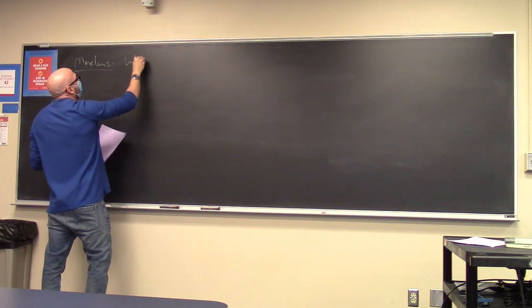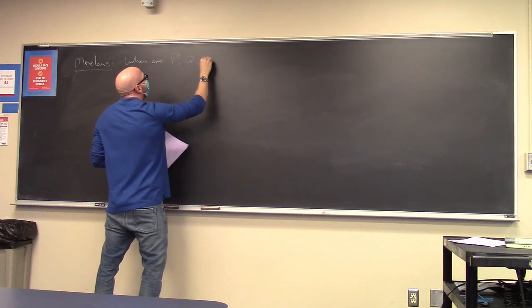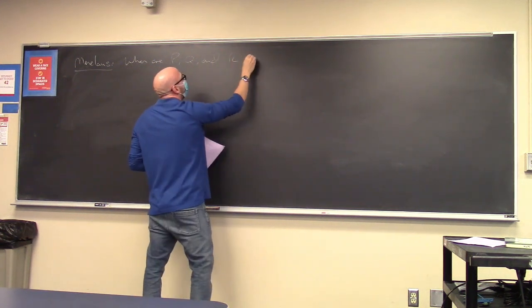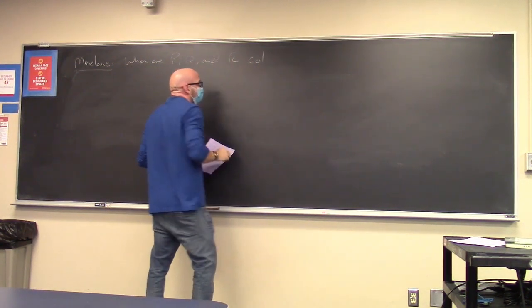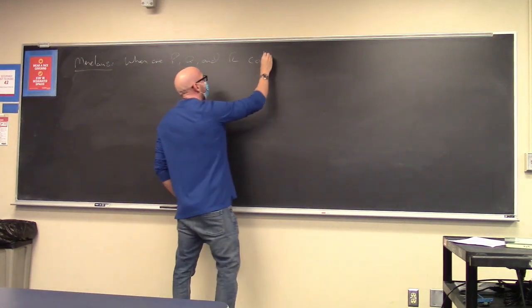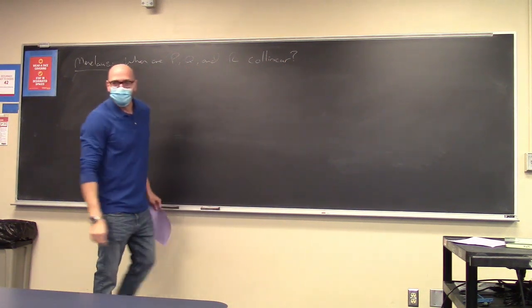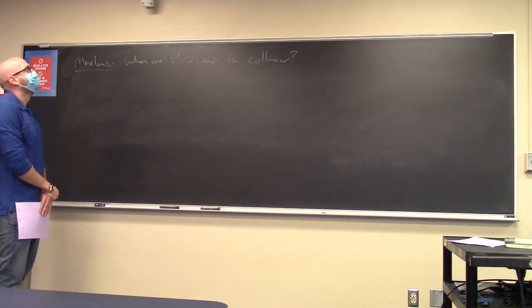So, when are P, Q, and R collinear? And again, the normal spelling of collinear has 2 L's in it for whatever reason, so I'll try to remember to do that. It shouldn't, but it does.